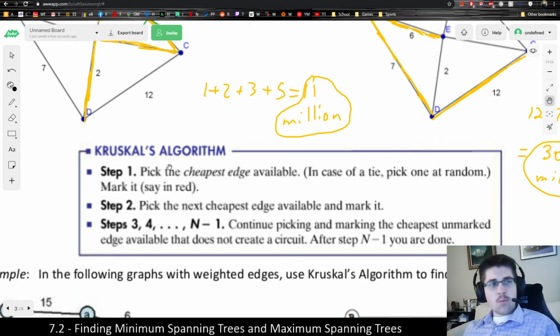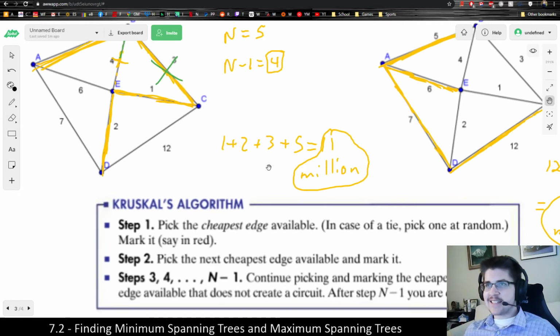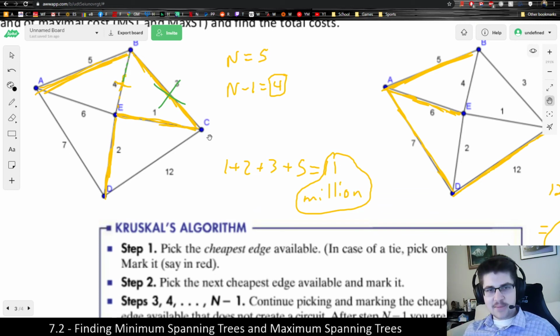It says to do step 1, pick the cheapest edge available. And it says in the case of a tie, pick one at random. So it shouldn't typically matter. If they're the same weight, you could pick either one. Sometimes you might need both. But if there is a tie and you can only use one, it says pick randomly. It does not matter. Step 2, pick the next cheapest edge and mark it. And so basically it's exactly what we did, right? We're going to highlight the cheapest link.